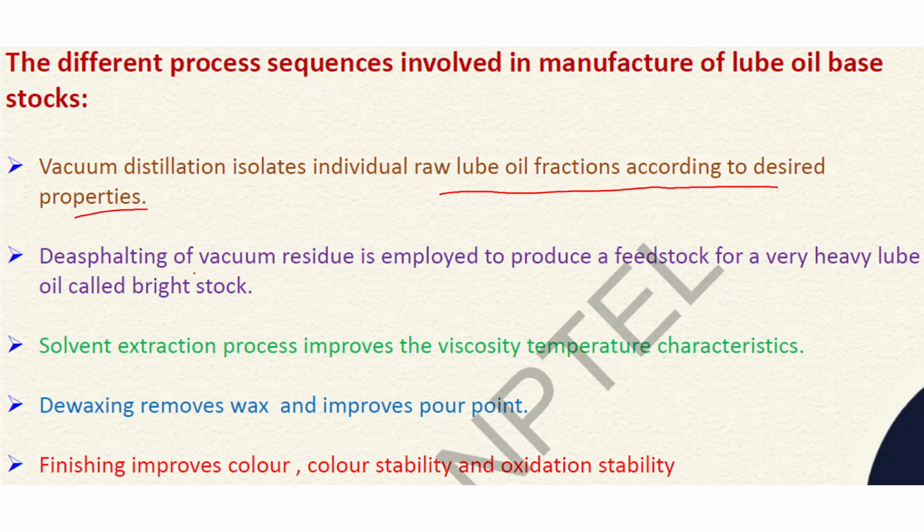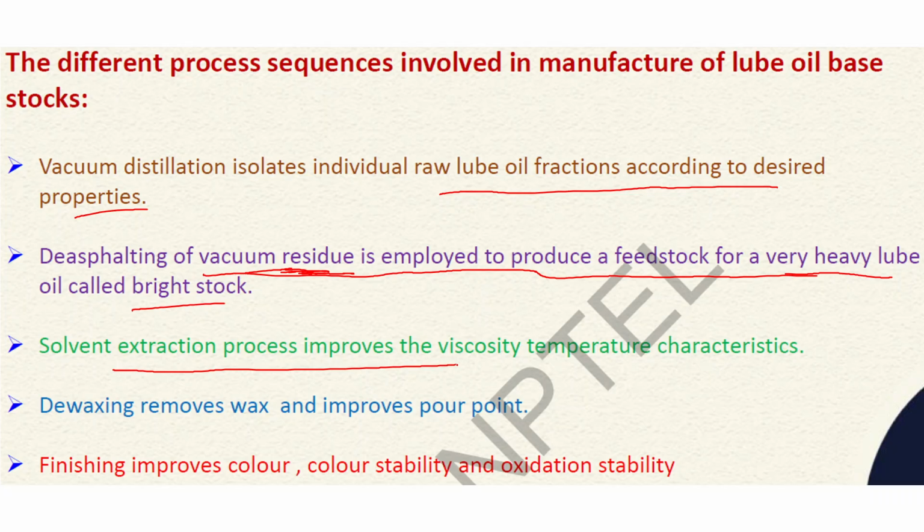Then the de-asphalting of vacuum residue is employed to produce a feedstock for a very heavy lube oil called bright stock. After the lube oil stock from the side cut of the vacuum distillation, from the bottom we get vacuum residue. This vacuum residue is also de-asphalted to produce a feedstock for a heavy lube oil called the bright stock.